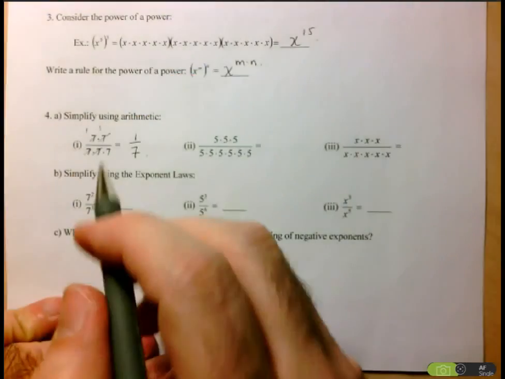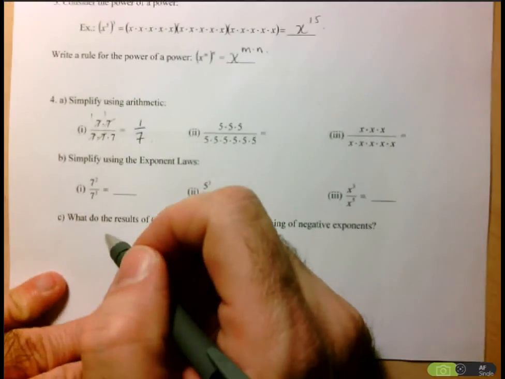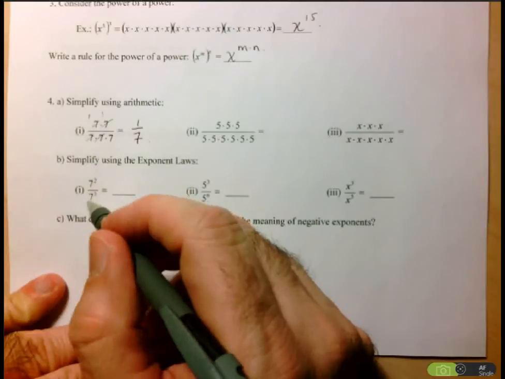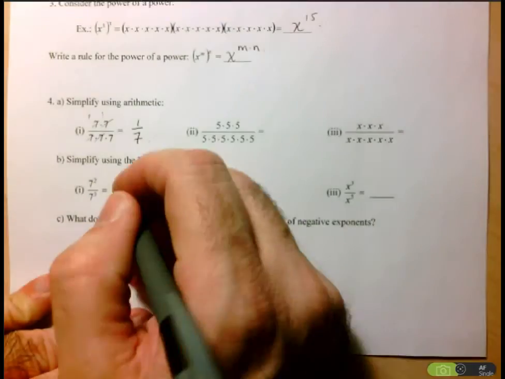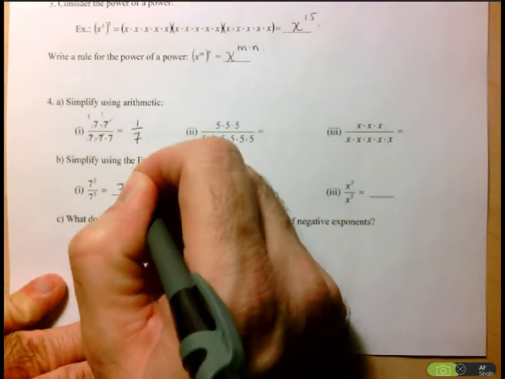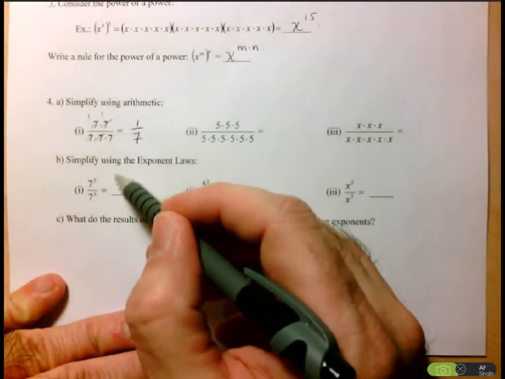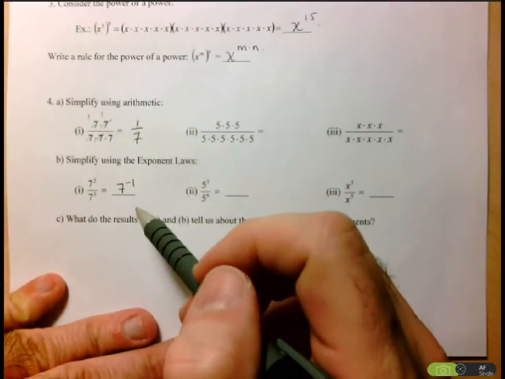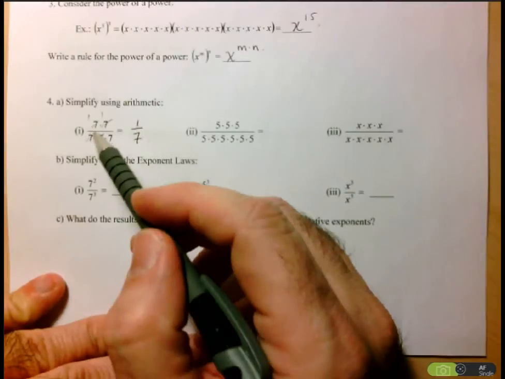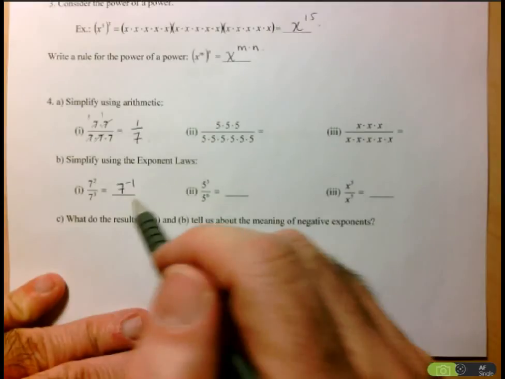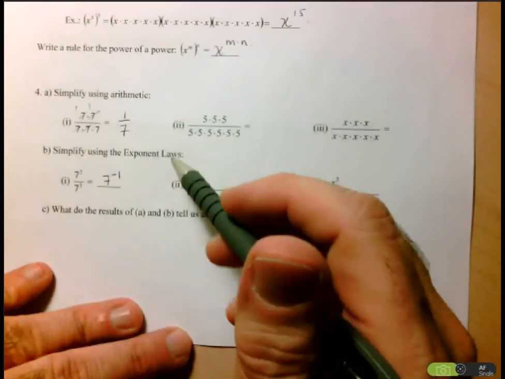But now, if I apply the exponent laws to this expression here, 7 squared over 7 cubed, same base, I can subtract the exponents. I'm left with 7 to the negative 1. That tells me that 7 to the negative 1 must be equal to 1 over 7, since these two expressions were themselves equal.